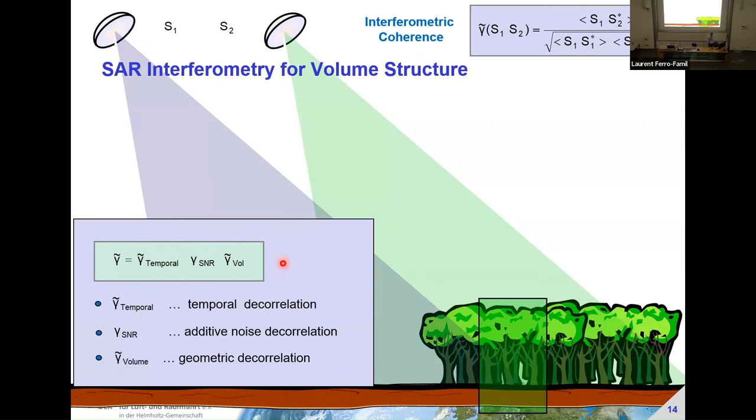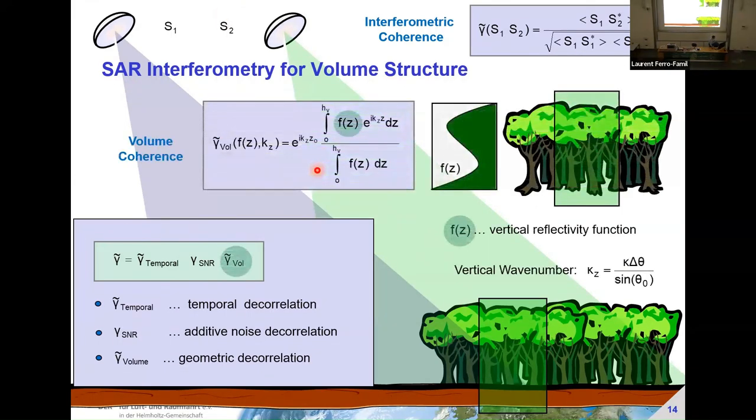Gamma volume is the decorrelation that is introduced by the fact that with this baseline, you are seeing the elements in this volume from two different points of view, so with a different viewing angle, which is introduced by the baseline. And this gamma volume, you can express it like this. I think you saw this equation already, at least on Monday.